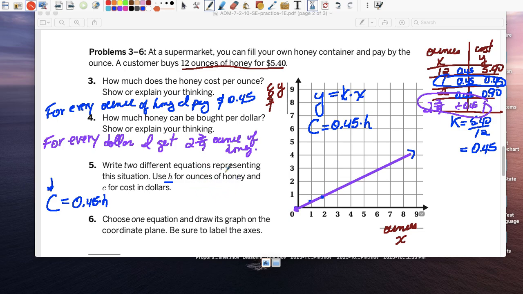But then they said write another equation. Well, let's go the other way, just like I had two different unit rates. What if I wanted to find how much honey can I take?